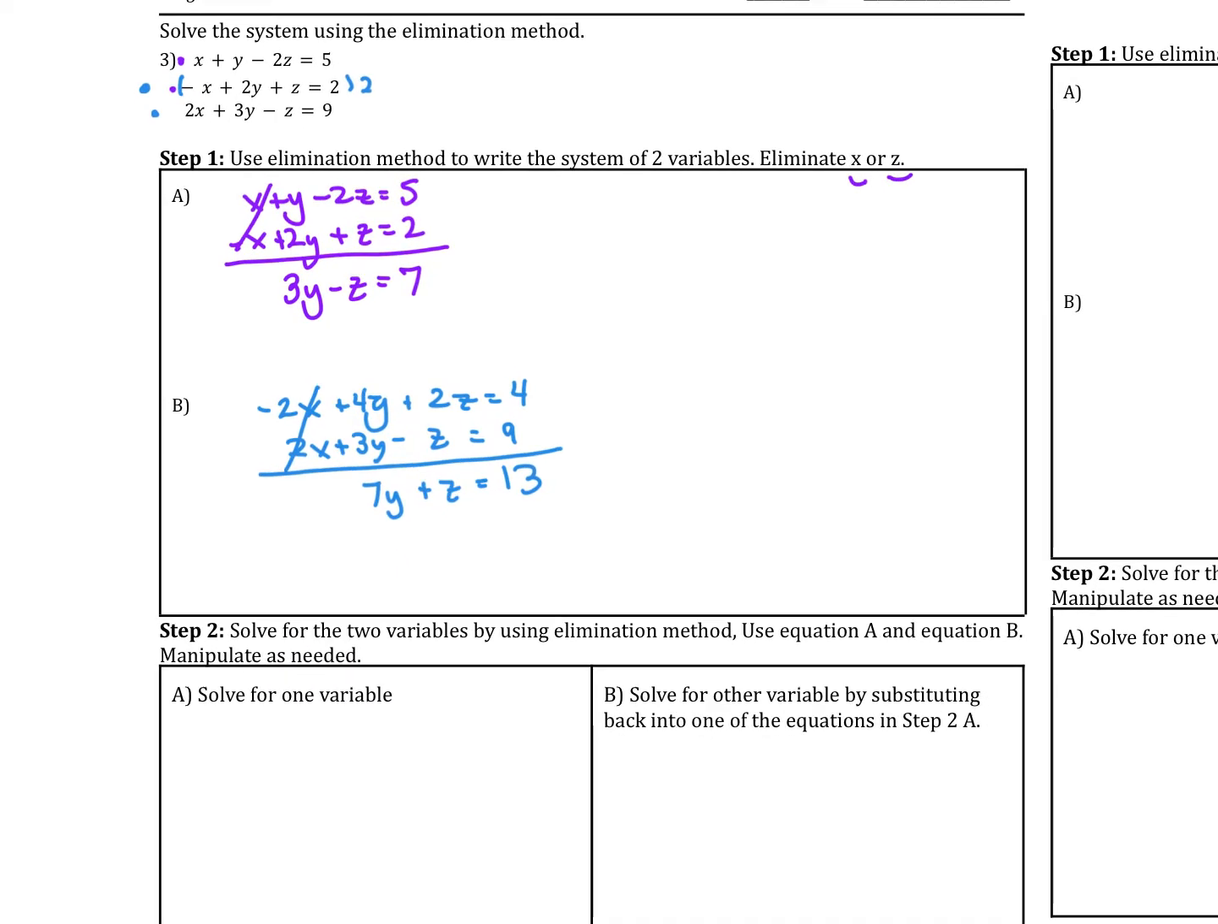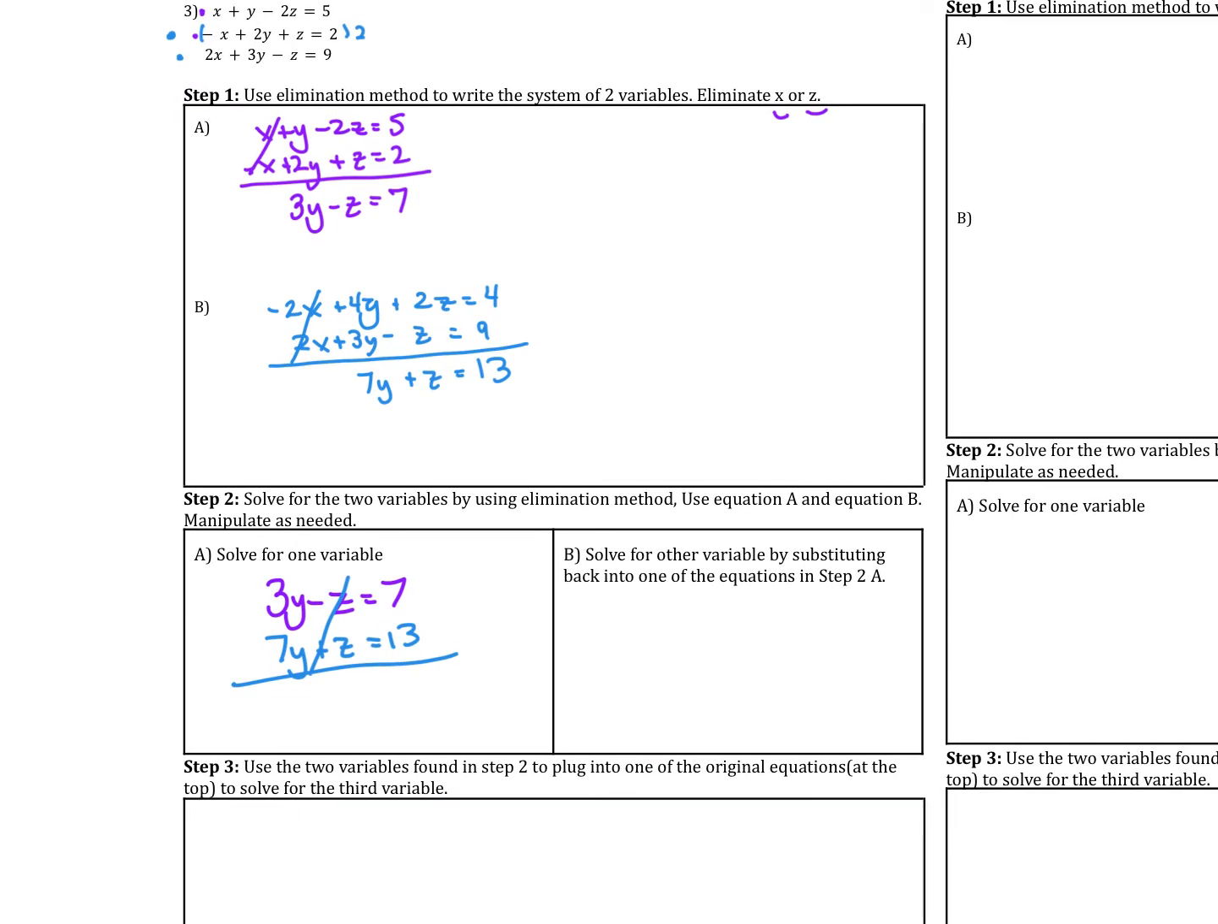Step 2, we're going to solve for two variables by using the elimination method. So we have y and z, and so in this case, if we add it as they are, we have a negative z and a positive z. So therefore, when we add them, the z will disappear. So we're just going to go ahead and rewrite the equations here. 3y minus z equals 7, and 7y plus z equals 13. So z's cancel. Then we get 7 plus 3 is 10y equals 20. Divide by 10. Then we get y is 2.